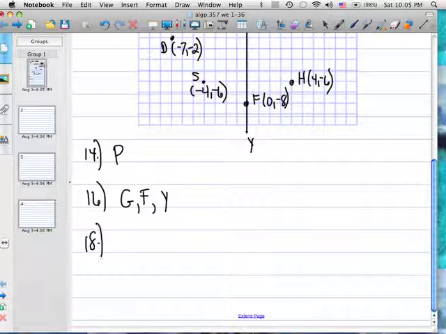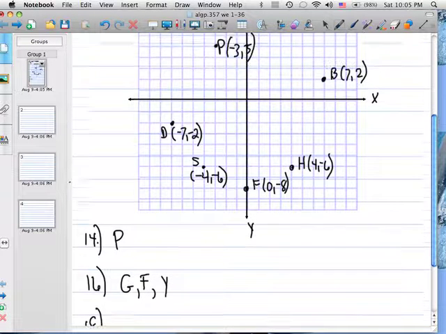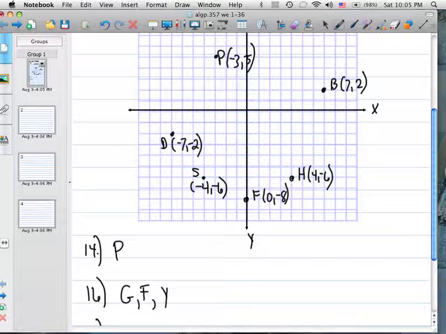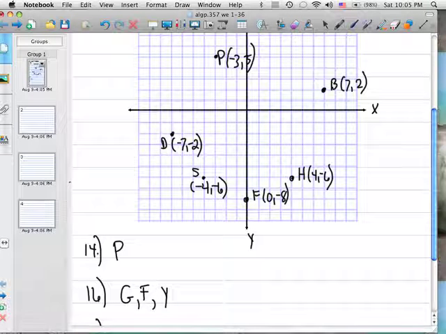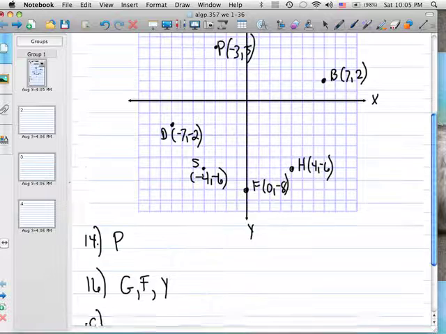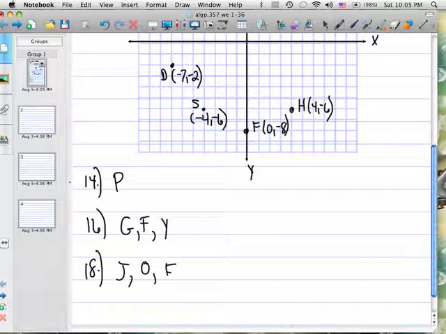Problem number 18, the y-coordinate is 0. So you want the y-coordinate to be 0, and the y-coordinate is 0 on the x-axis. So that would have to be any point on the x-axis, the horizontal line here. And if you look at the book on page 356, that's J and O and E.